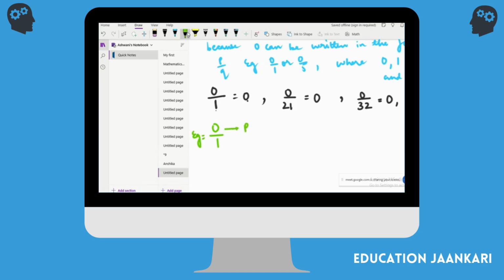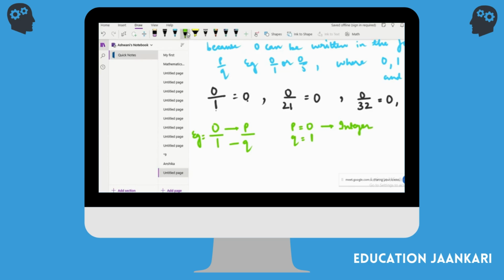0 is P, 1 is Q. I'm converting this into the rational numbers. This can be written in the form of P upon Q, right? What is P? Okay, what is the value of P? Zero. Very good. What is the value of Q? One. Okay, P is an integer or not?